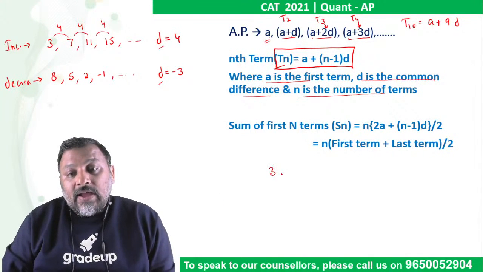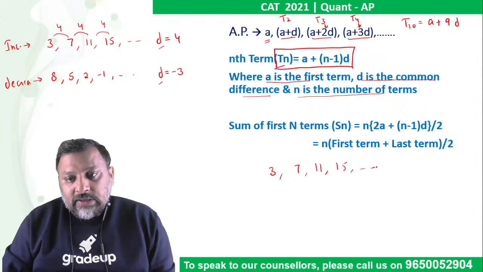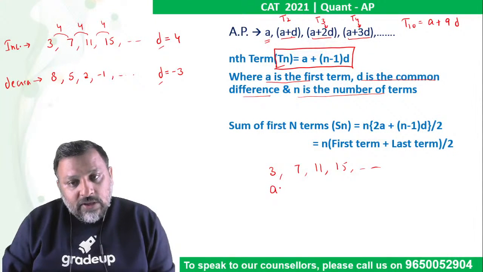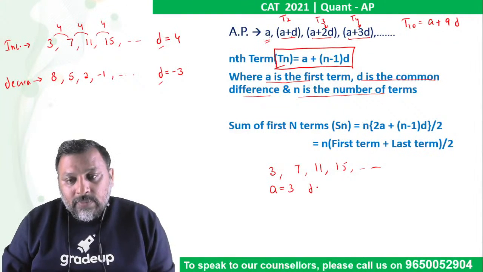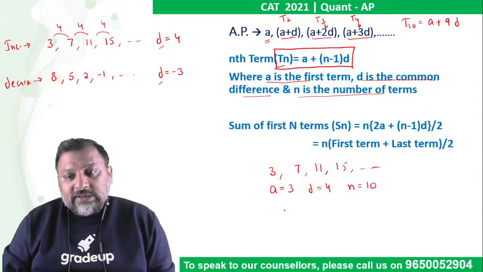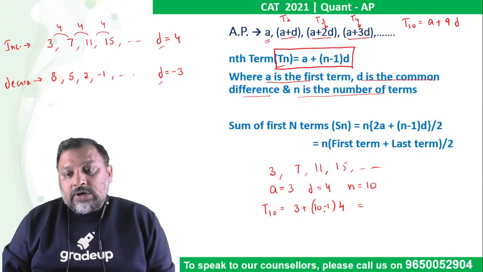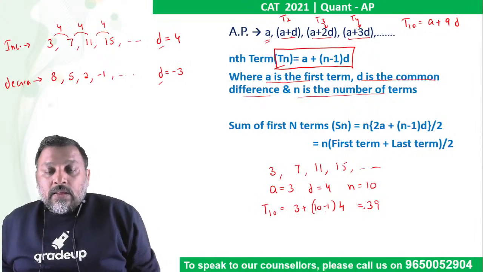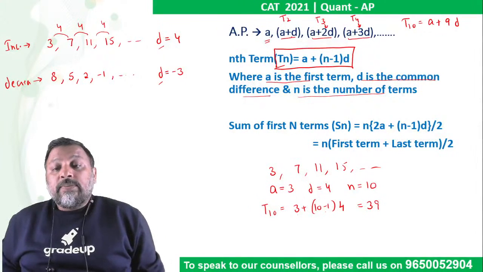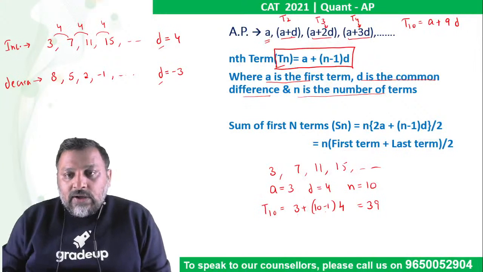So if I need to find the 10th term of this AP, we know first term is 3, common difference is 4, and we are interested in finding the 10th term, so n is 10. So 10th term is given by a plus 10 minus 1 times of d. So it is 9 into 4, 36 plus 3, that is 39. I hope the concept of nth term is clear to everyone.